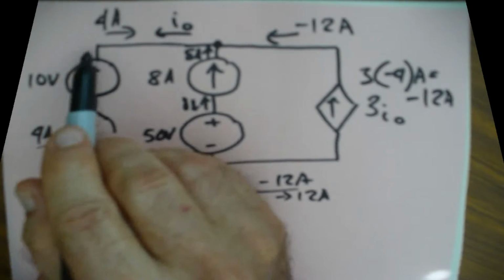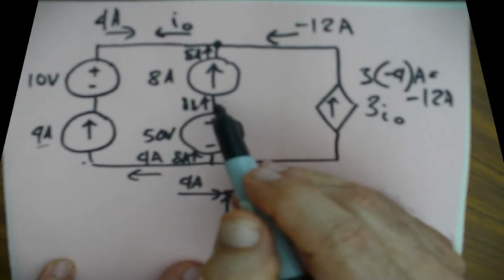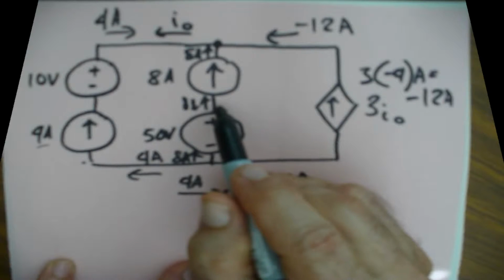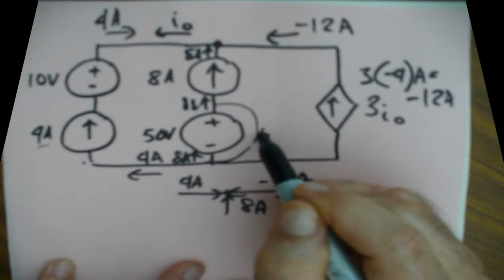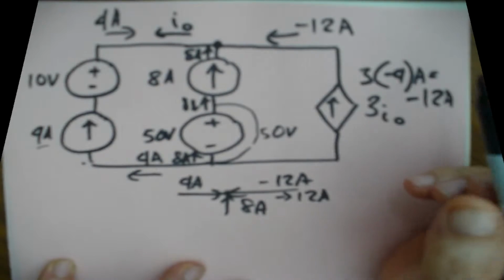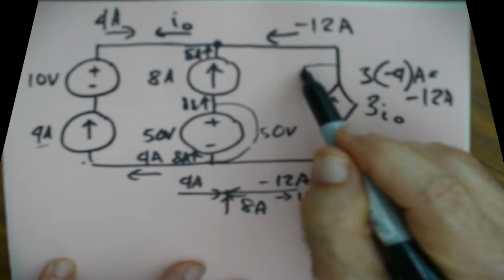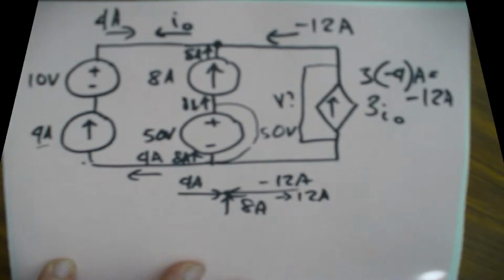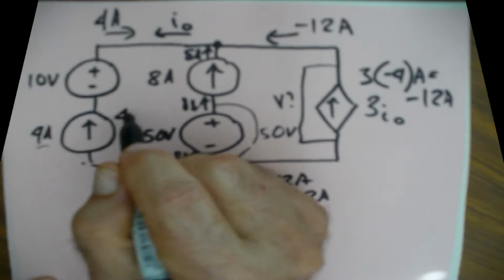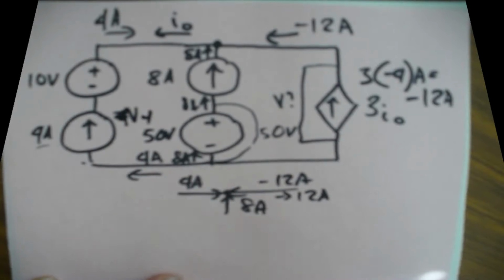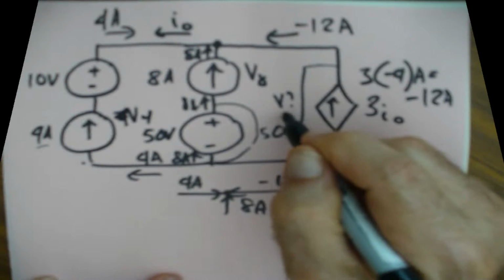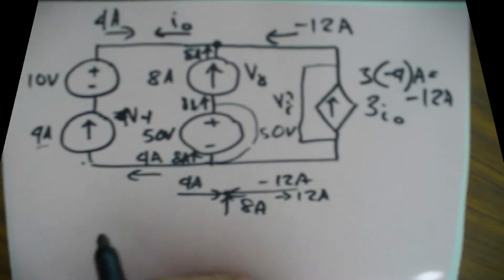We don't know the voltage drop here, or here. We know it's 10 volts. We don't know what this is. We know this is 50 volts between here and here, but we don't know what the voltage drop is there. It can be anything. Nor do we know the voltage drop between here. So we're going to call this voltage V4. We'll call this V8. We'll call this VI. We know that all of these are going to be the same.